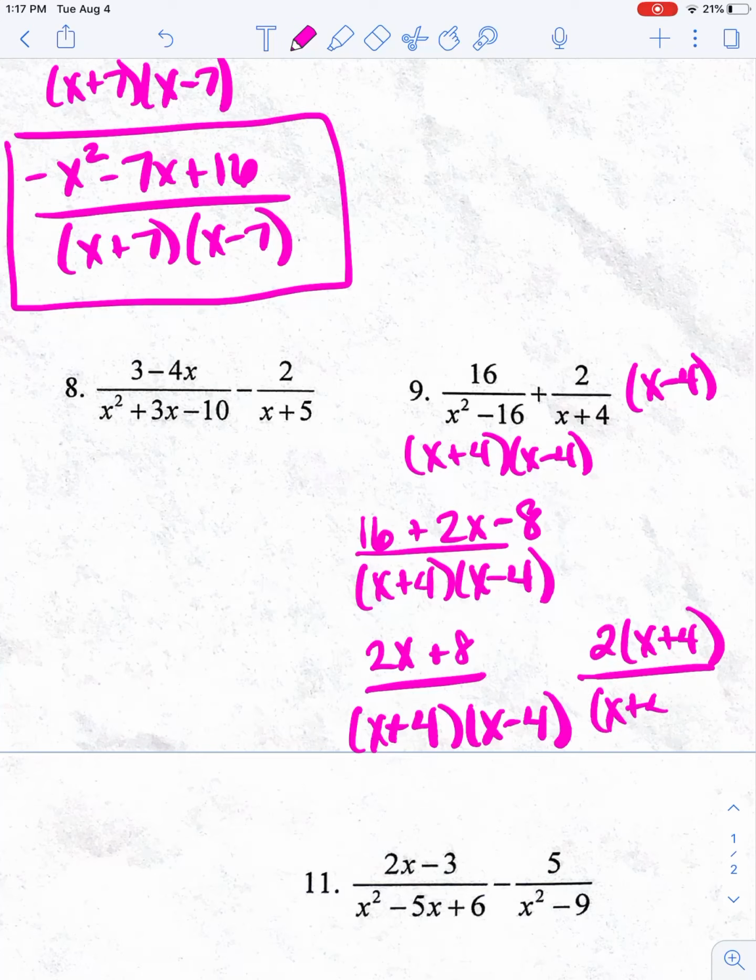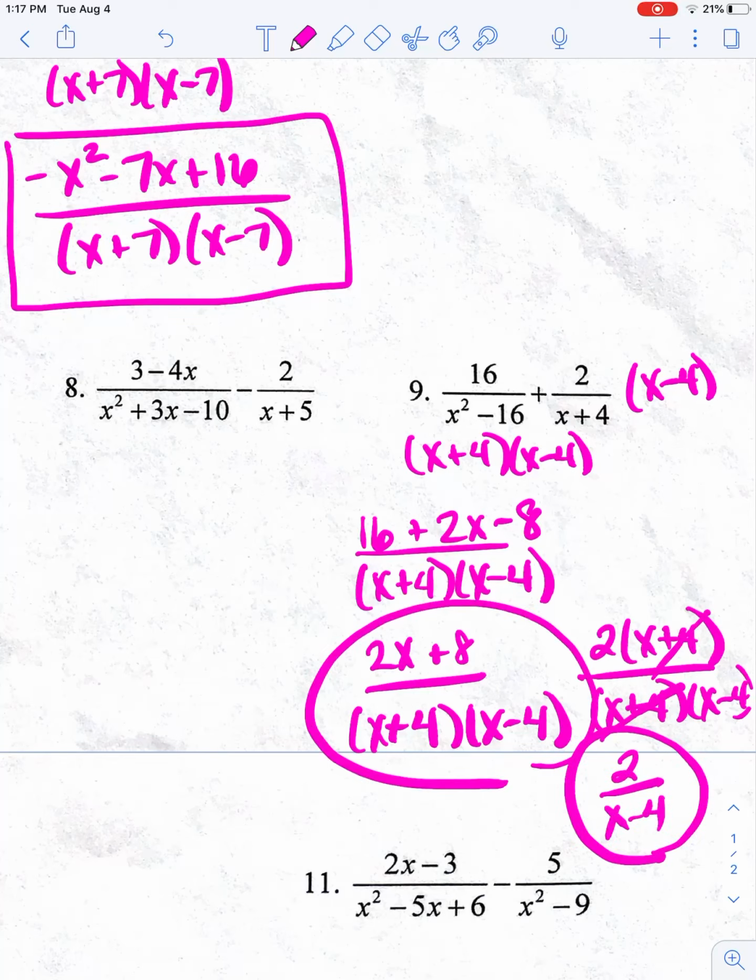And then he can cancel, and it leaves you with, which is very different than that one. So just, again, stay on your guard and be careful.